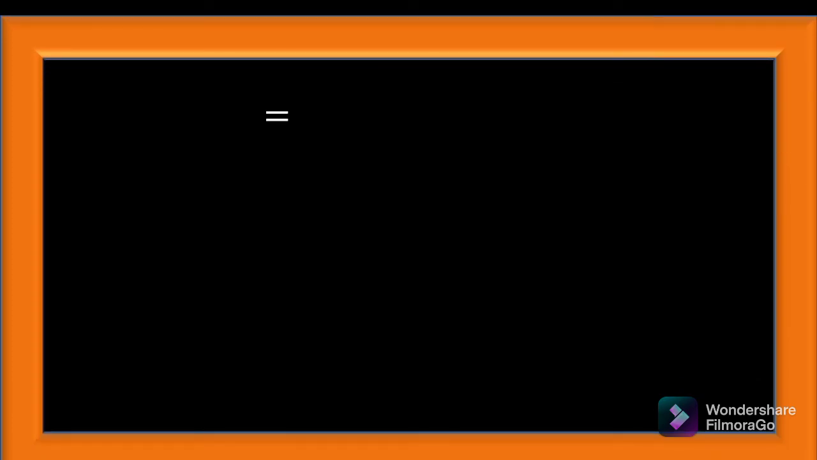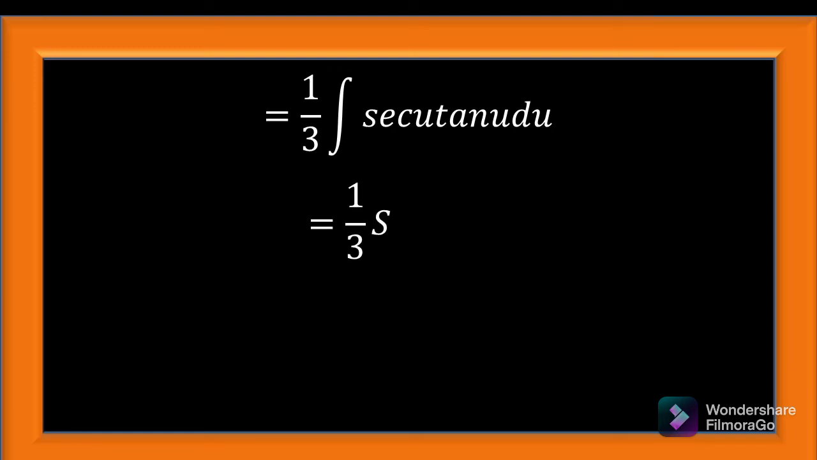So when it comes out of the integral sign, we shall have a third integral of sec u tan u with respect to u. But when you integrate sec u tan u with respect to u, you expect to get sec u. So it means our answer will be a third sec u plus a constant.